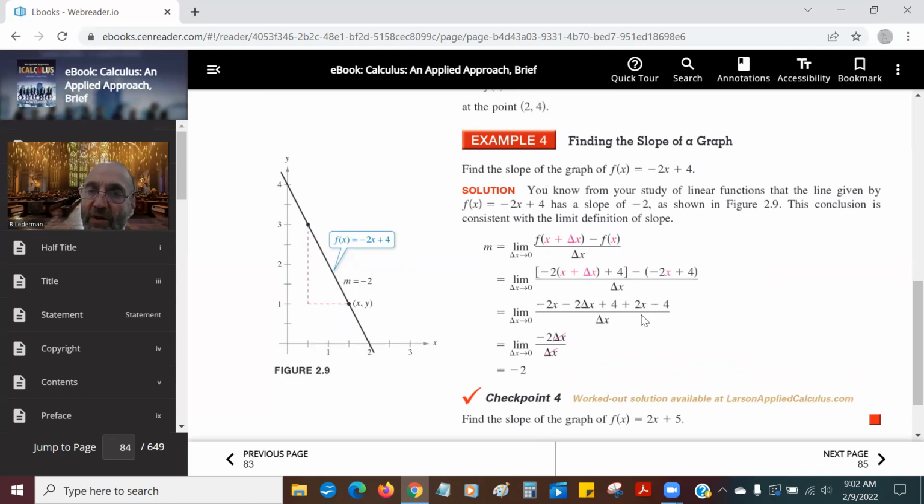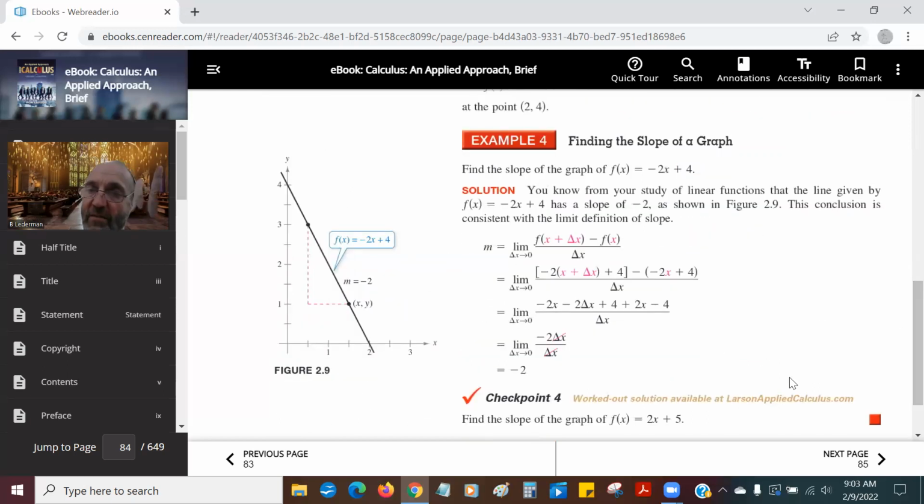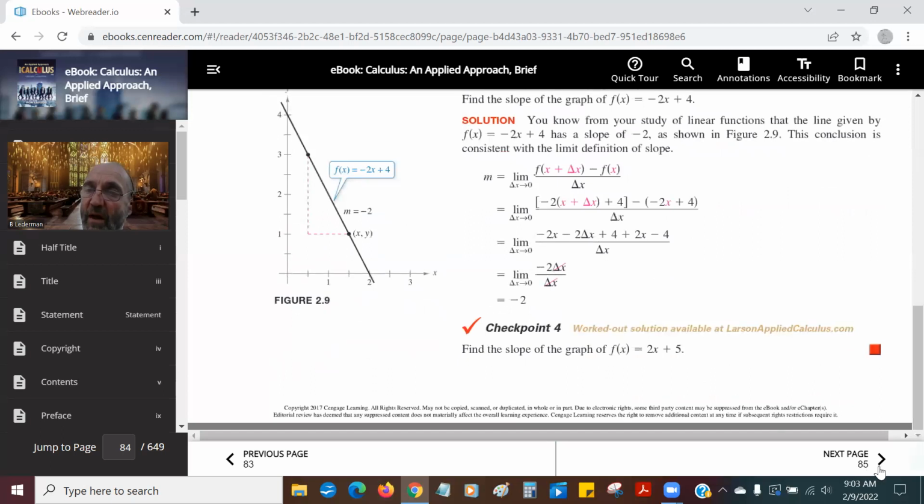So the -2x and the plus 2x cancel. The plus 4 and the minus 4 cancel. I'm just left with -2 delta x over delta x, and the delta x's cancel. We basically have a festival of canceling. Then we're left with -2. So the slope of this is -2. And of course, being a straight line, the slope is -2 the whole way through. On a curve, the slope changes at every point, so the slope is going to be different at every point. But in a straight line, the slope is just the same the whole way through.